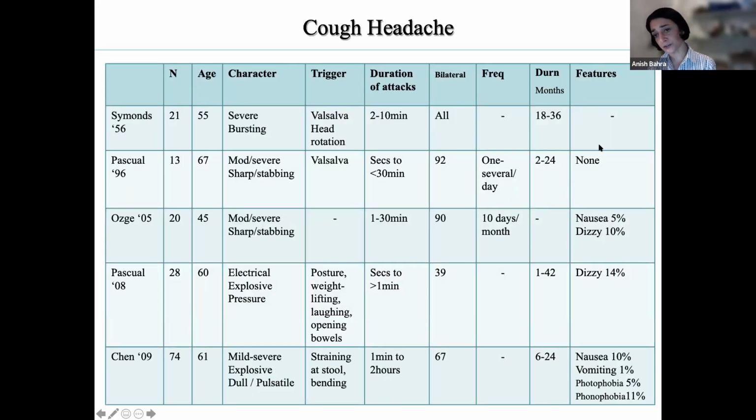And then duration. So this is what I was talking about. This is months, so 18 to 36 months in this study. The duration, again, a couple of years here, 3-4 years here, 2 years in the Chen study, which was the largest study. So these tend to be largely self-limiting. They may have features after the actual cough has precipitated pain.